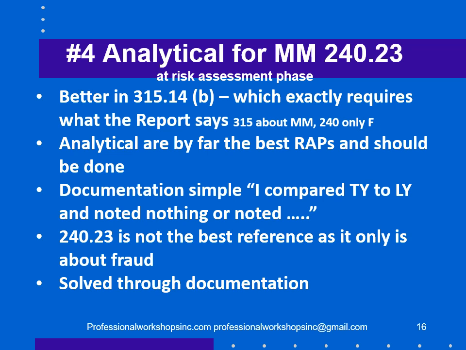I would prefer to look at 315-14B, which exactly requires what the report says. And 315 is about looking for material misstatement. 240 is only about looking for fraud. So it's a far smaller group of things that we're looking for. So I prefer 315-14. And the documentation here can be simple.